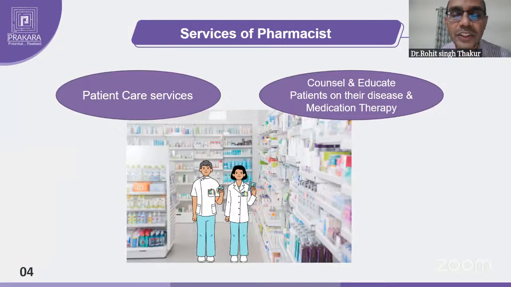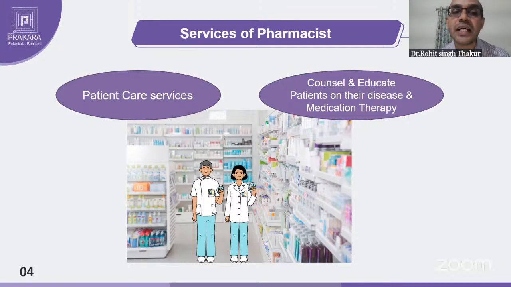Now, let's talk about the services of a pharmacist at community level. This community pharmacy has a very good scope in upcoming years, even in India. If you see the services of a pharmacist, what are you really going to do? There was an era when the pharmacist was restricted only to giving a proper drug to the patient.